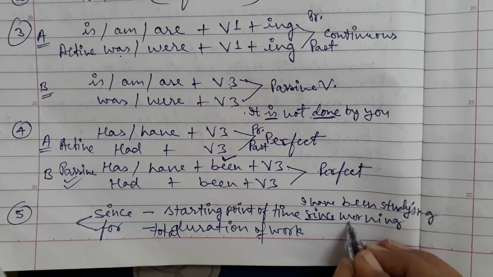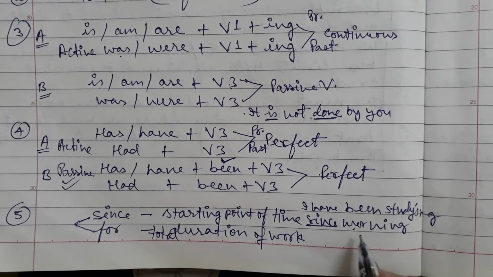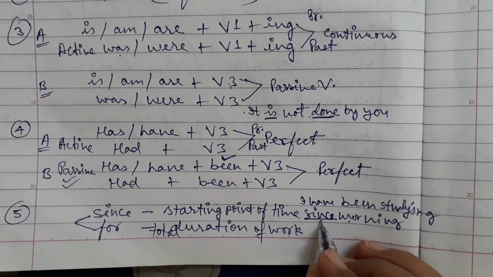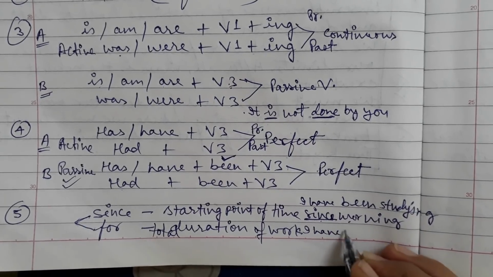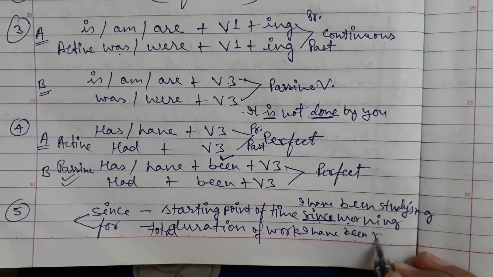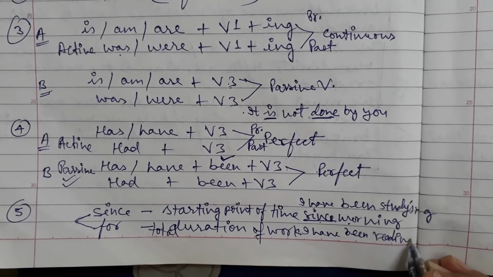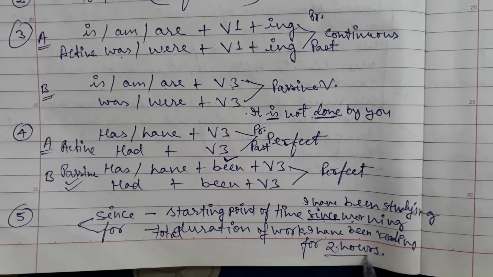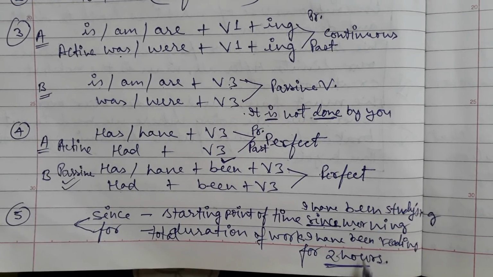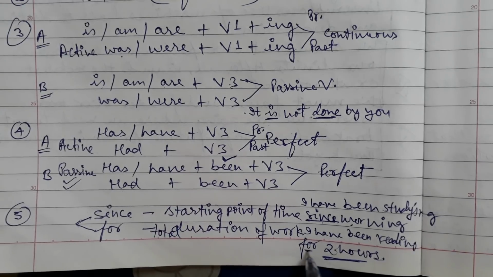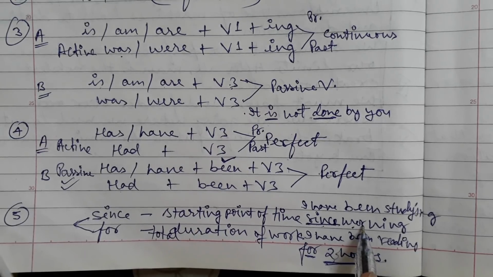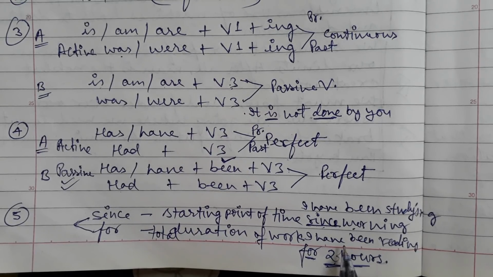So since morning is the starting time. I started studying in the morning. That is why I have used since. And the same sentence, if I use with for, I will be writing I have been reading for 2 hours. 2 hours is the total duration when I read something. So for is used with the total duration of work, and since is used when I started working. I hope now you won't be making any error regarding since or for.